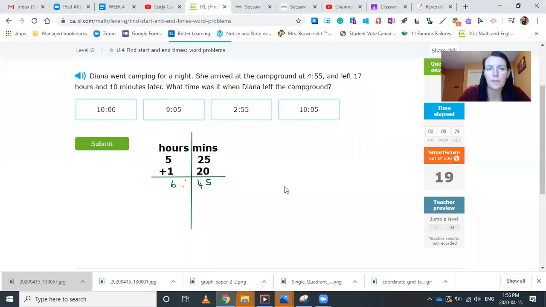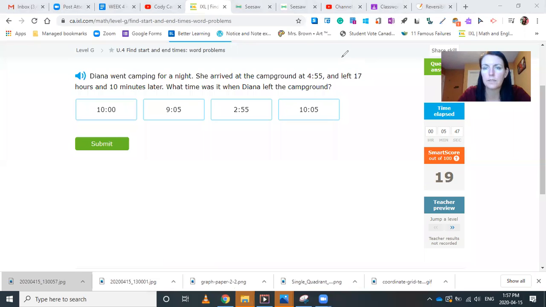Okay, and let's try one more together. Diana went camping for a night. She arrived at the campground at 4:55 and left 17 hours and 10 minutes later. What time was it when Diana left the campground? Right, so let's try that one again. You might want to pause, try it yourself.